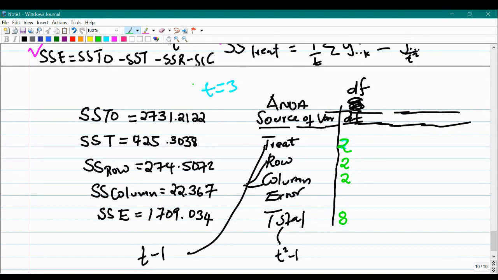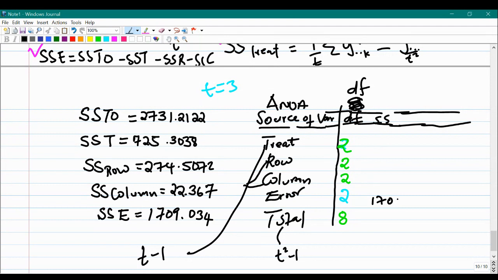Degrees of freedom of error, you know how to find it, right? It's going to be 8 minus the other 3, which is 2. So sum of squares, you have it, right? You can complete that column of sum of squares. There are the values. Can I write this one because I will need it soon?